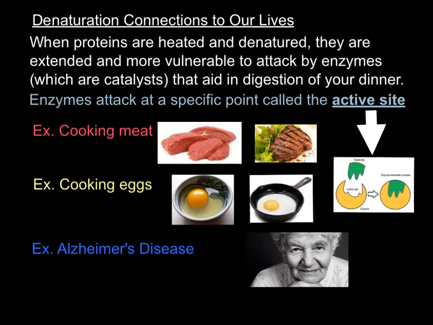So how does denaturation connect to our lives? Well, the first examples we'll use are with food. When proteins are heated and denatured, they are extended and are more vulnerable to attack by enzymes, which are catalysts that aid in digestion of your dinner. Enzymes attack at a specific point called the active site, and here's a picture to display that. So, for example, when we have raw meat, it's all balled up and it's not a denatured protein. It's in its active protein form. When we cook it, however, we straighten out the protein, and the enzymes in our stomach can attack that meat a little better and break it down a little better for digestion.